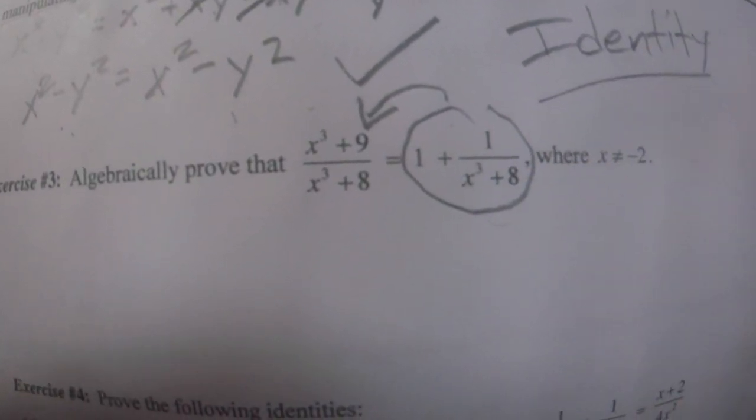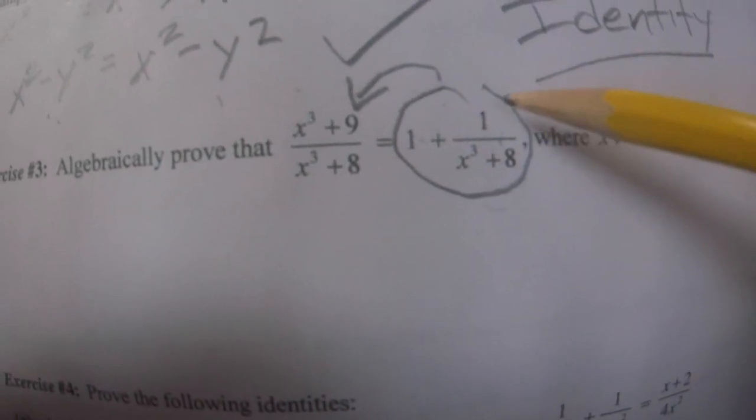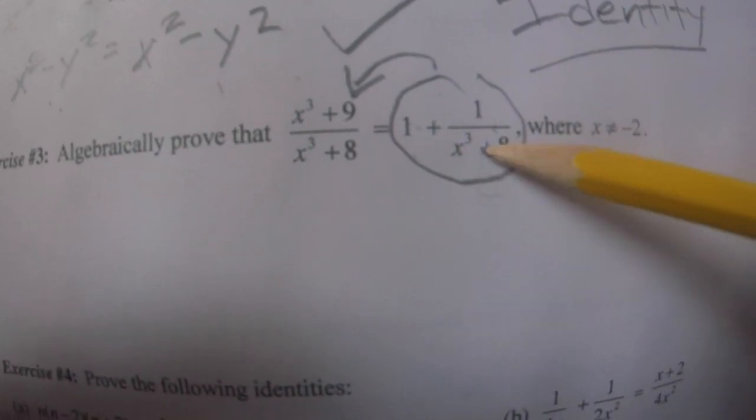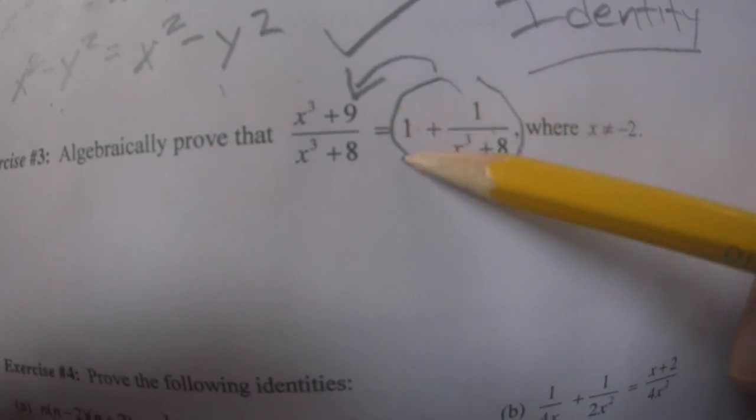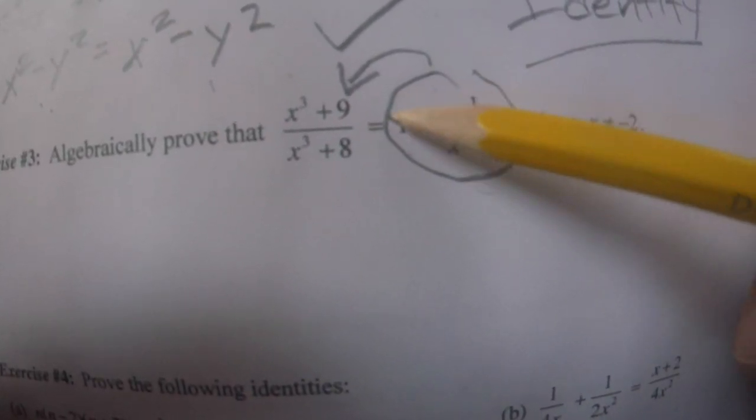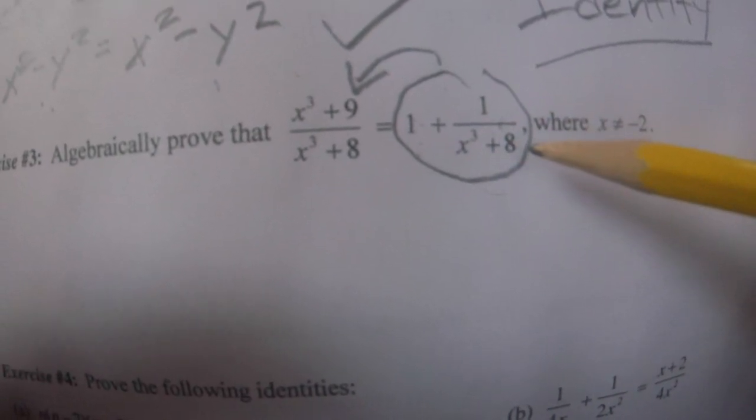But remember, the only way that I could add two things together, and one of them is a fraction, is if I have common denominators. So I got to get this 1 to have a denominator of x^3 + 8.